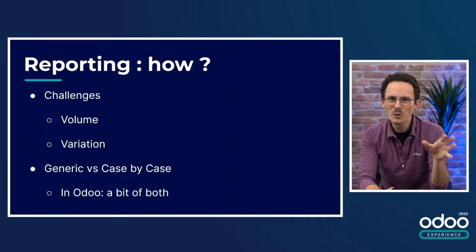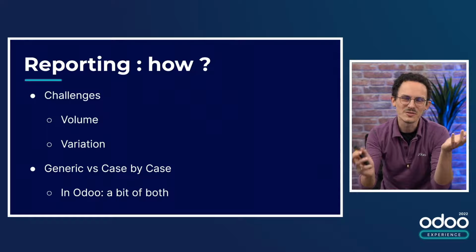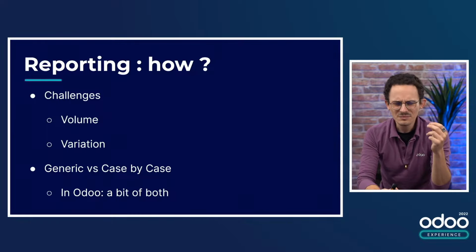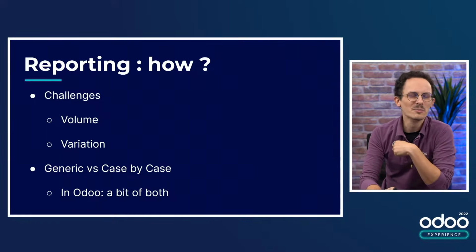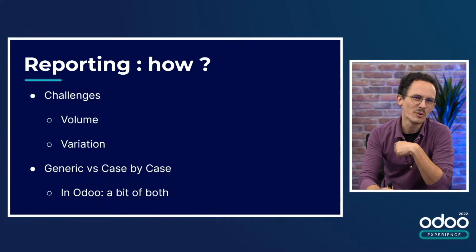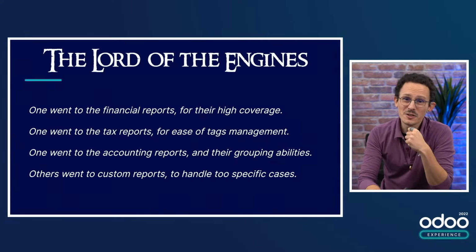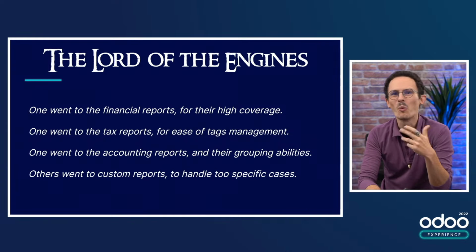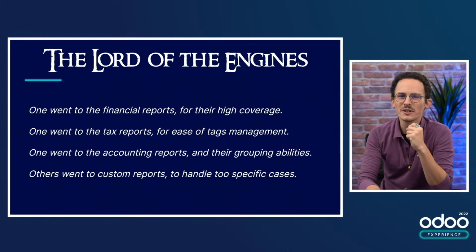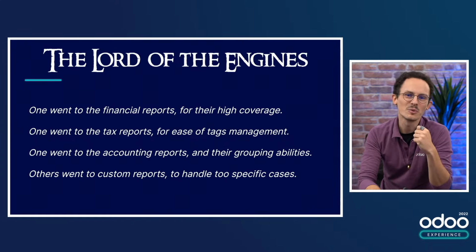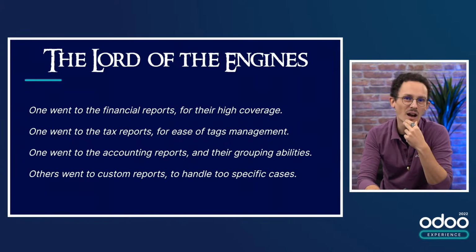And just to recall what the big actors of the situation are, let me tell you a small legend about the accounting reports in 15. One went to financial reports for their high coverage. One went to the tax reports for ease of tax management. One went to the accounting reports and their grouping abilities. And others went to custom reports to handle the specific cases. So those were basically the engines we were using back in the day.